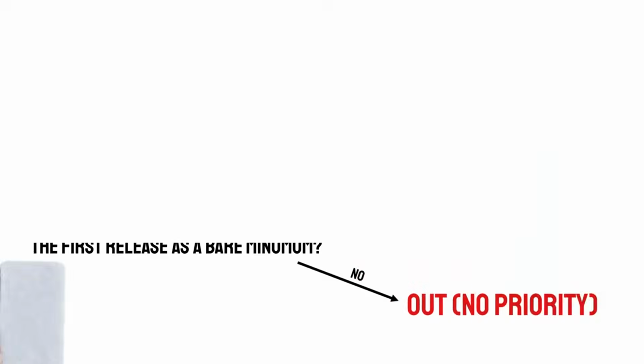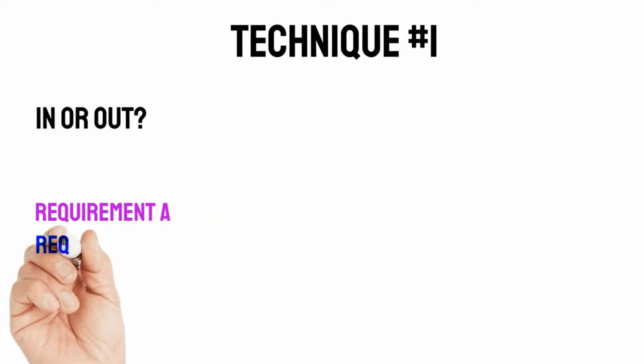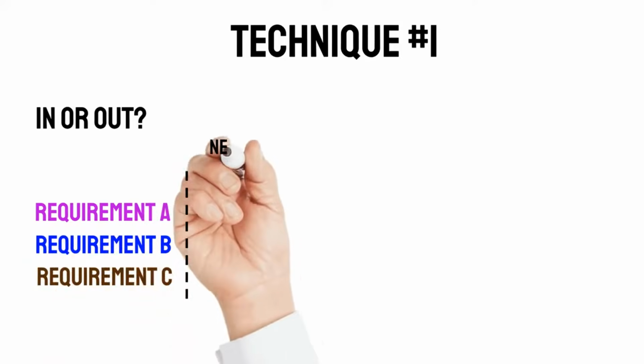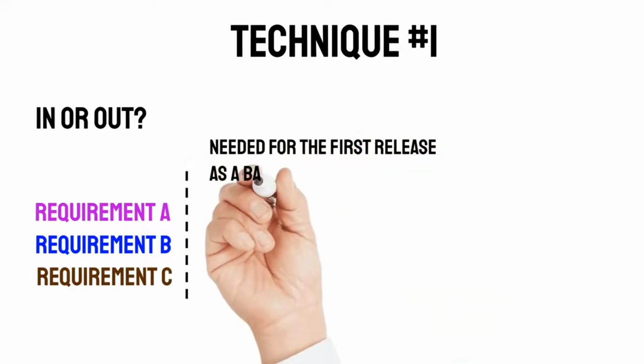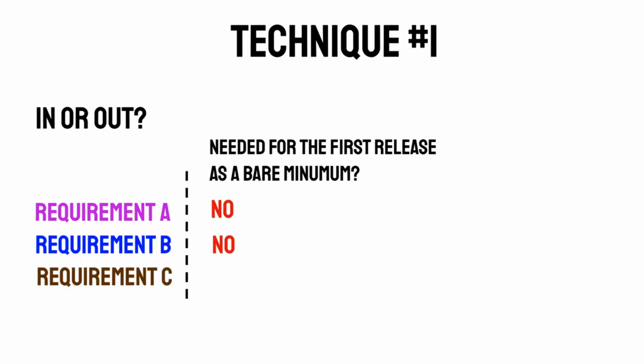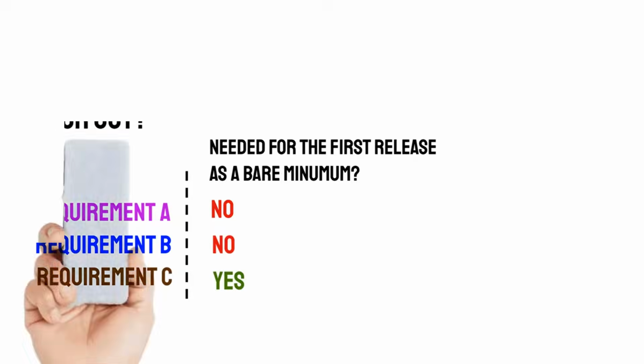Let me make an example with the in or out technique. Let's imagine we have the requirement A, B, and C. Now we ask ourselves, is this requirement needed as a bare minimum? If the answer is no, then this requirement is out. If the answer is yes, then it's in. In this case, requirement C would be in and the other 2 would be out. After this easy technique, let me show you technique number 2, the pairwise comparison.